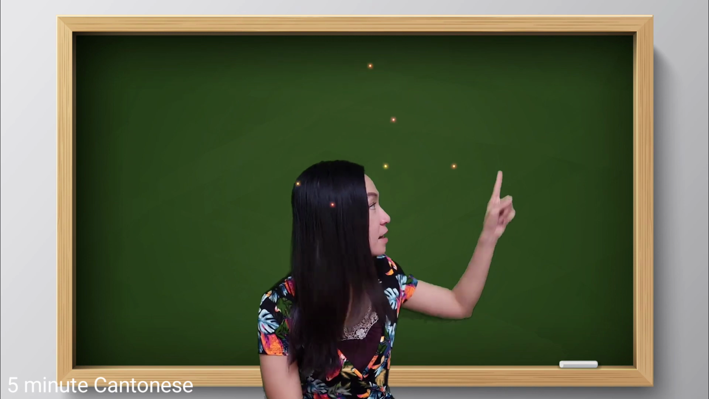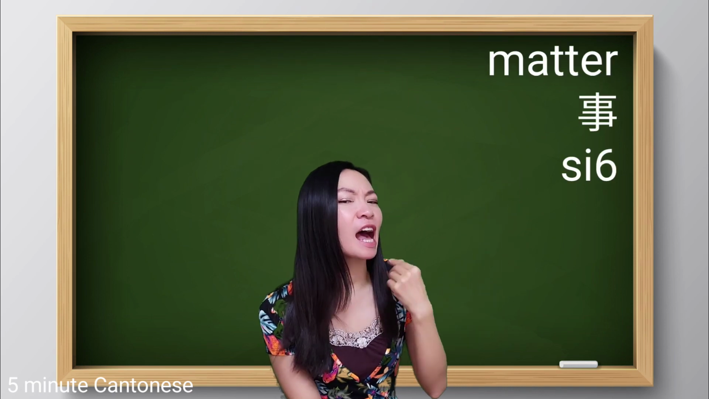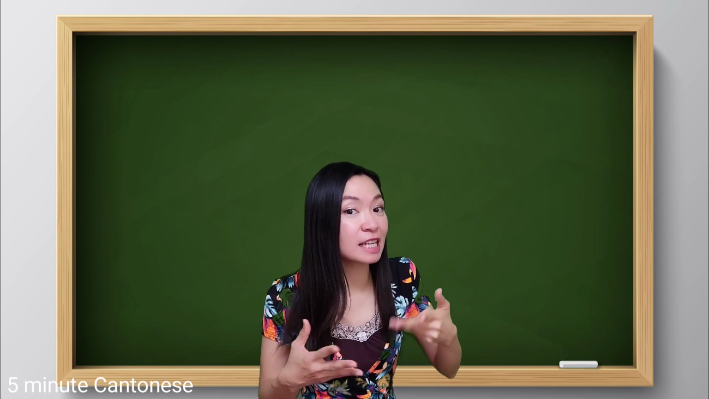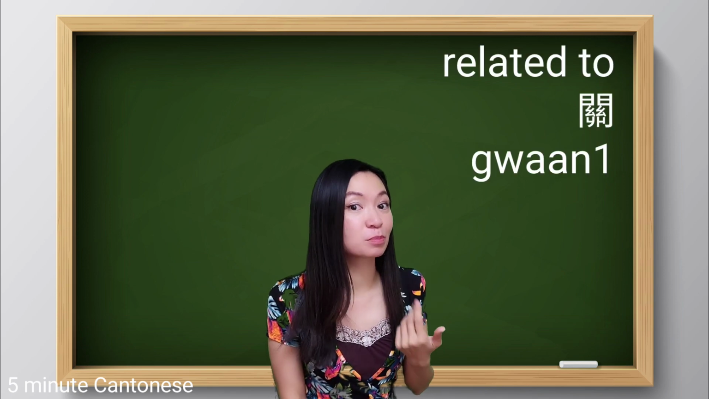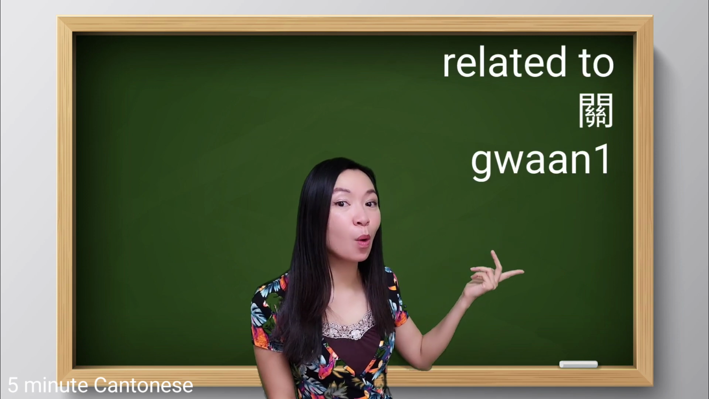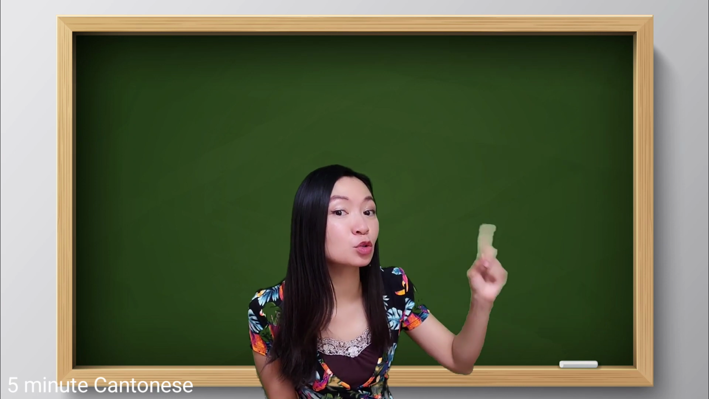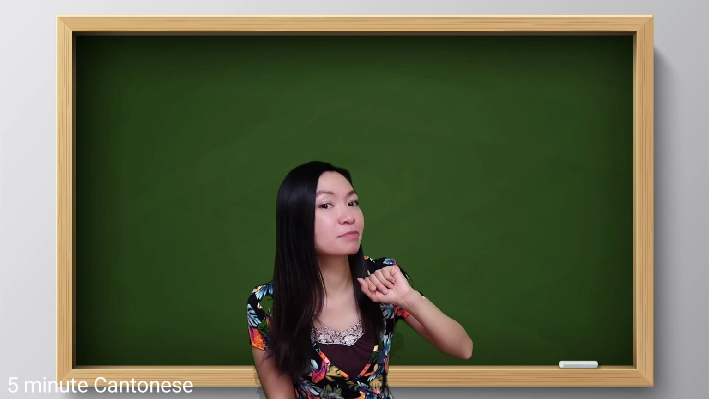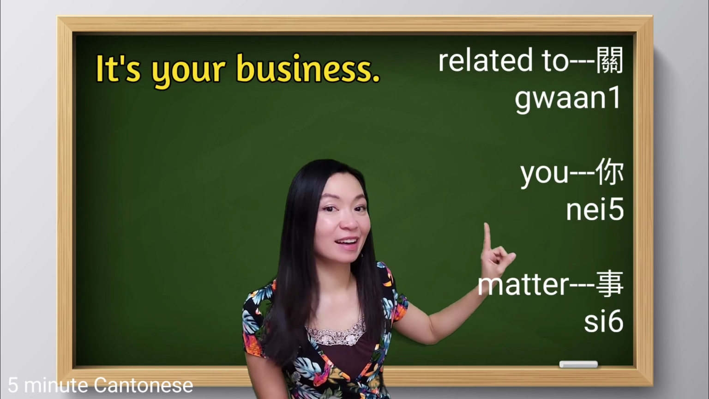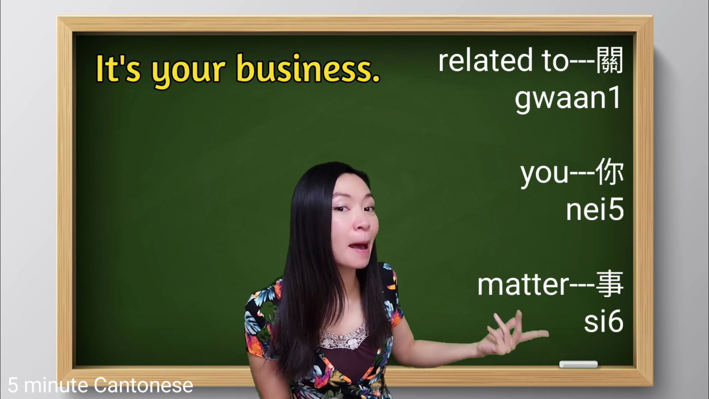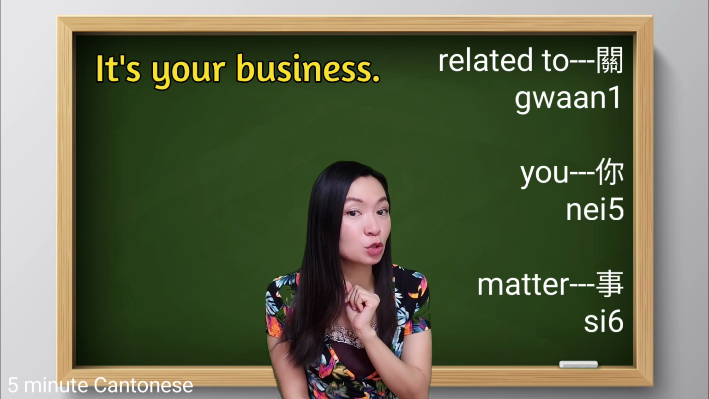So for matter, 事, see. However, for the matter that related to someone, we need to add a verb, which is 关. So for the things that related to you, how to say? 关, and then you, 你. And then matter, 事. So, which means things related to you.